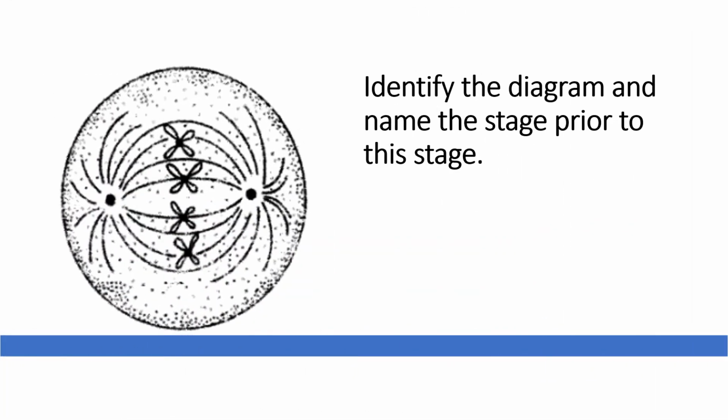Identify the diagram and name the stage prior to this stage. Yes, which diagram is this? Here you can see chromosomes are arranged in equatorial plane. Then that is metaphase. Name the stage prior to this stage. What is the meaning of that? Prior means just before the stage. Which stage is that? Prophase.